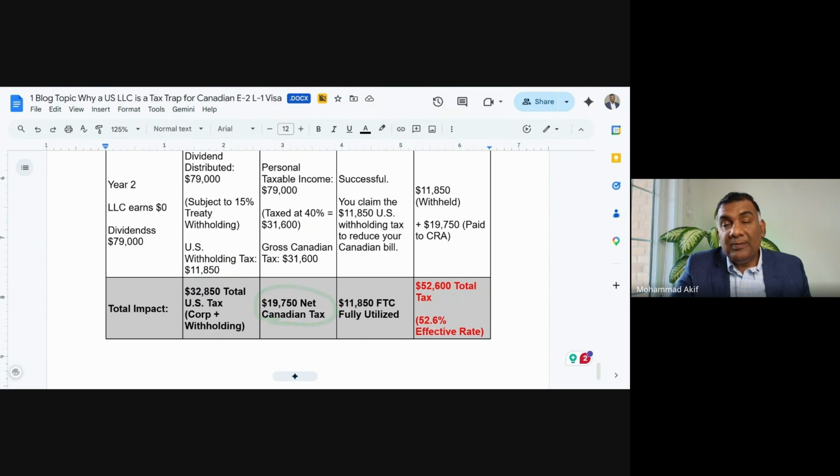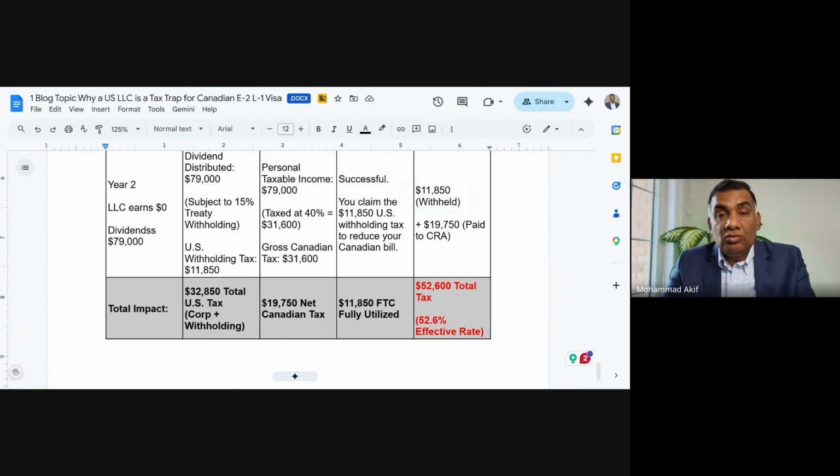In this scenario, we are able to fully utilize the US tax paid on the dividend, which is $11,850, on our Canadian side, which lowers the effective tax rate below what we had previously. I think it was 70% previously. So we can see only $19,750 is due to the CRA, by claiming a foreign tax credit on the $11,850 that you paid to the US IRS.